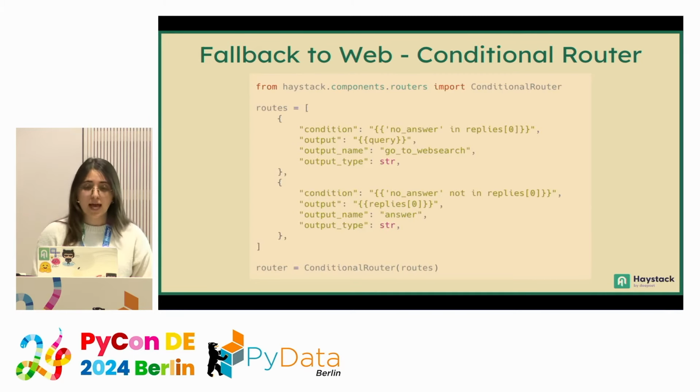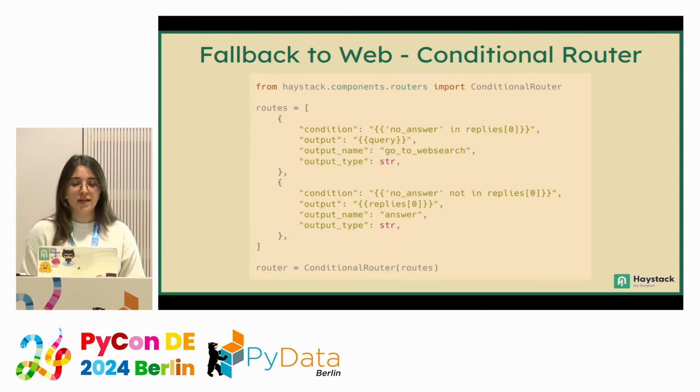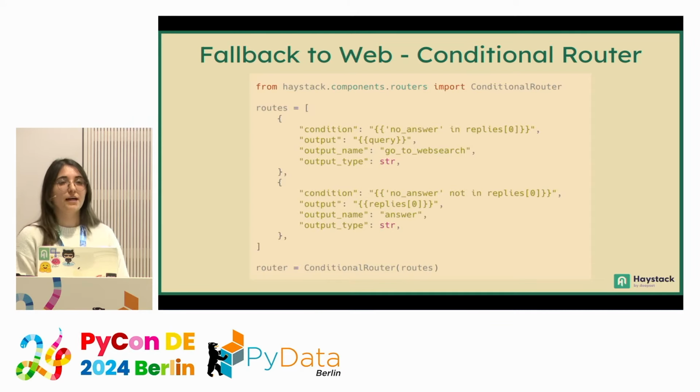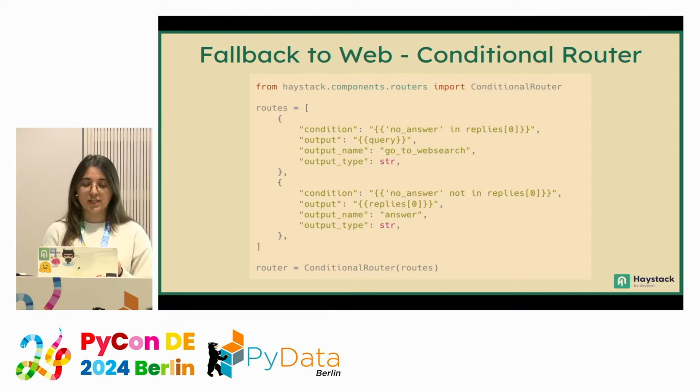And at this step, the conditional router can, okay, maybe let me put it that way. In a conditional router, you can define at least one condition, or even more if you want to. So in the routes array, you see there are two dictionaries. The first dictionary that we have is the first condition. And in the condition key, you see that no answer in replies. It means that if the LLM returns no answer as a reply, we'll output the query, and we will direct the data to output name go to web search.